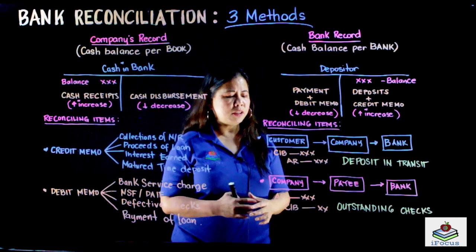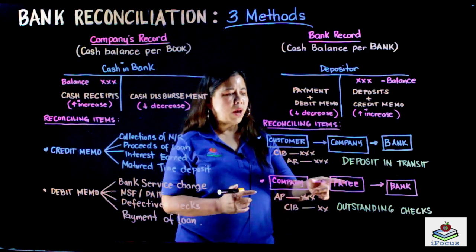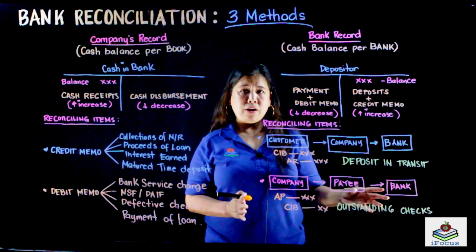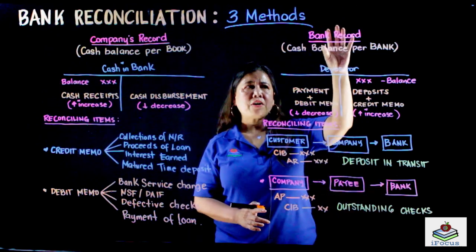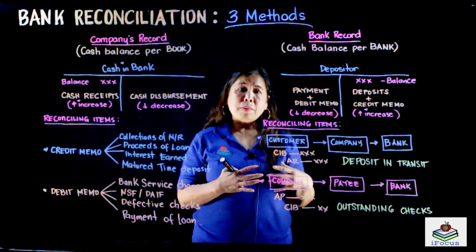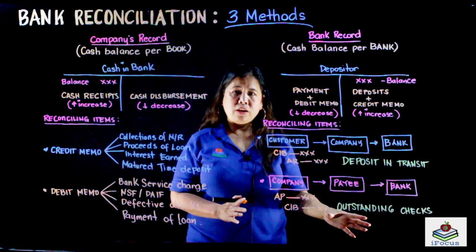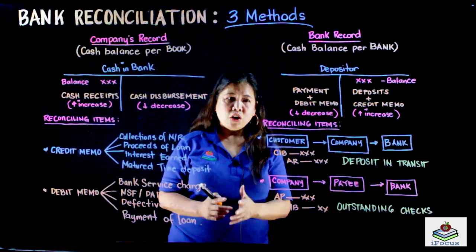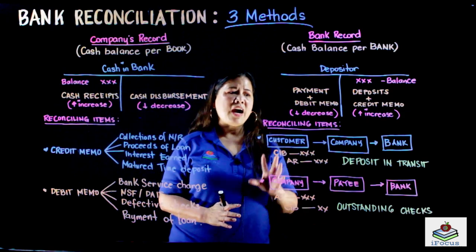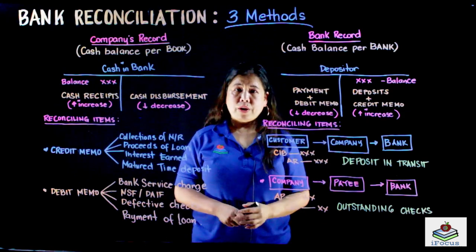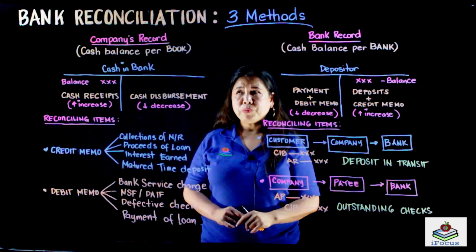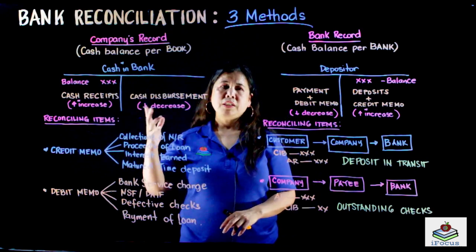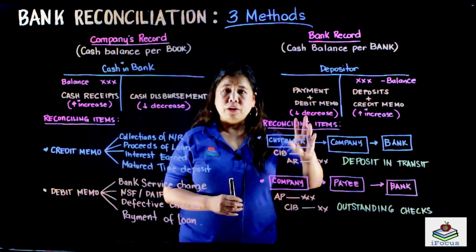Sa outstanding checks naman, yung payee hindi pa nakakarating sa bangko. Therefore, sa record ng bangko, hindi pa niya nababawas itong outstanding check. Pero sa record ng company, nabawas na siya. So, that's why it's a reconciling item on the bank record. So, ito po ang ating overview on our company's record versus our bank's record.